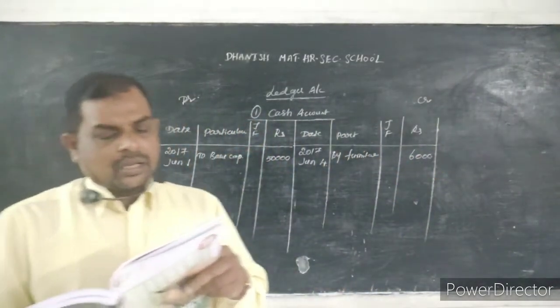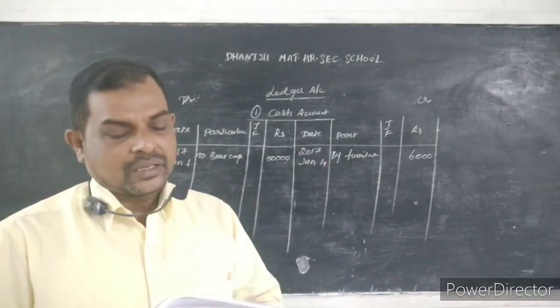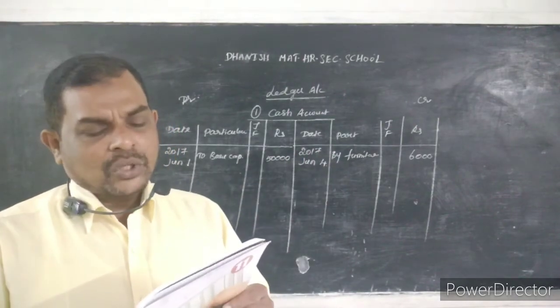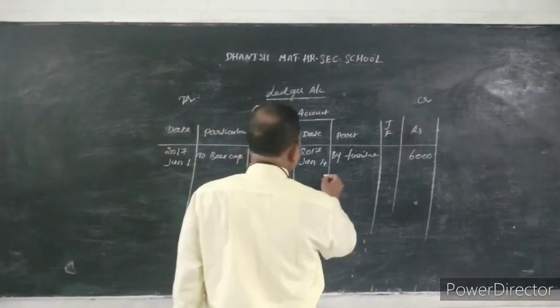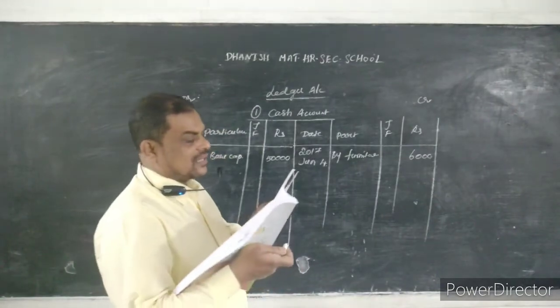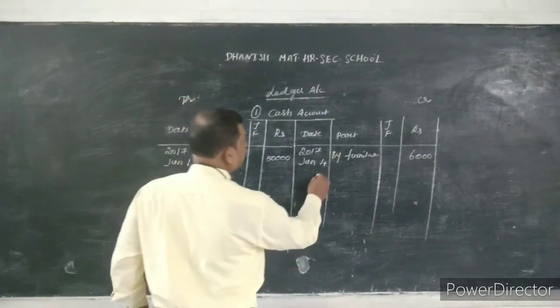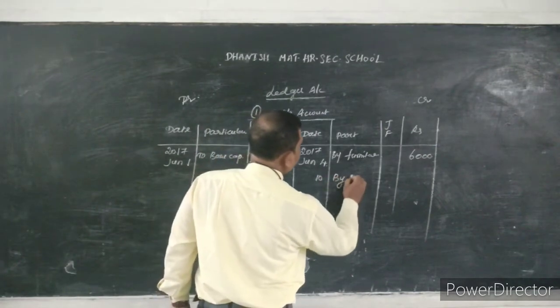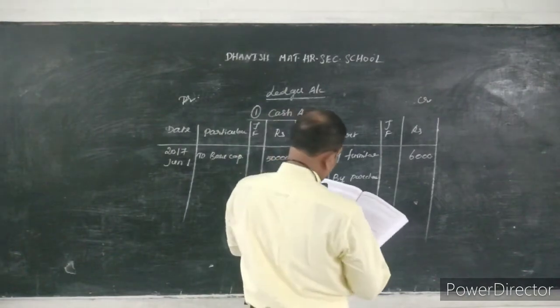Next, machinery account debit to Harish. Here there is no cash, you should not take it. Next, purchase account debit to cash. Now the cash is available on the credit side. So, by, what is the date? Date is 10, by purchase. How much? Purchase is 4,000.